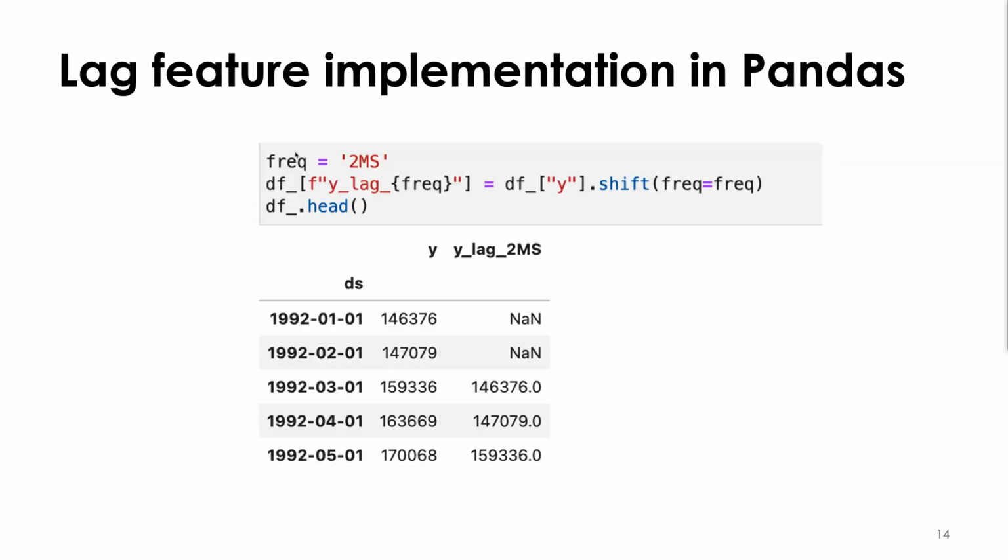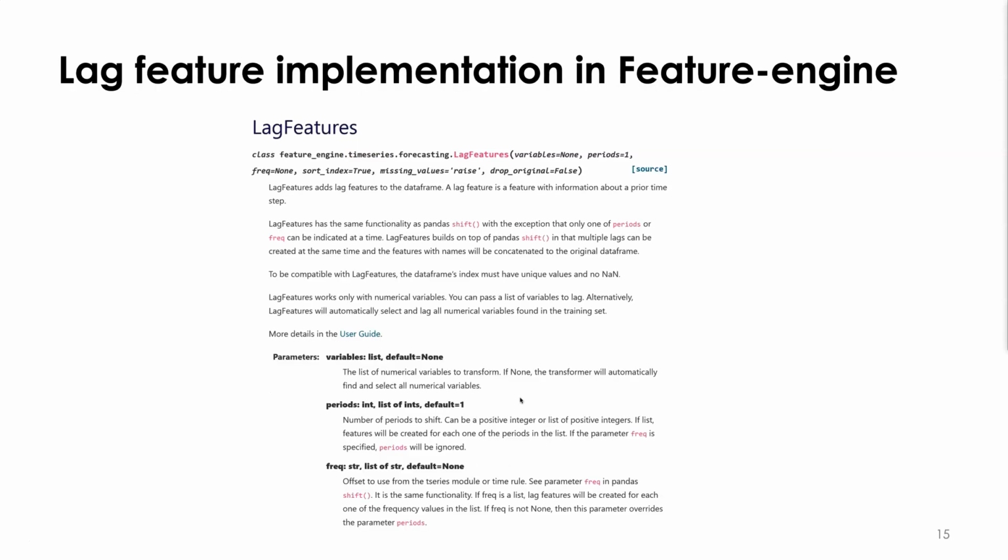So here we set an argument, we're just going to call freq2ms, so this is 2 months, and then we create a new feature in our data frame, and here we're going to shift our original data frame and specify that the frequency argument is equal to our frequency variable, which we've set to 2 months. And then if we look at the resulting data frame, we see we've created our lag feature here, and it's lagged by 2 months.